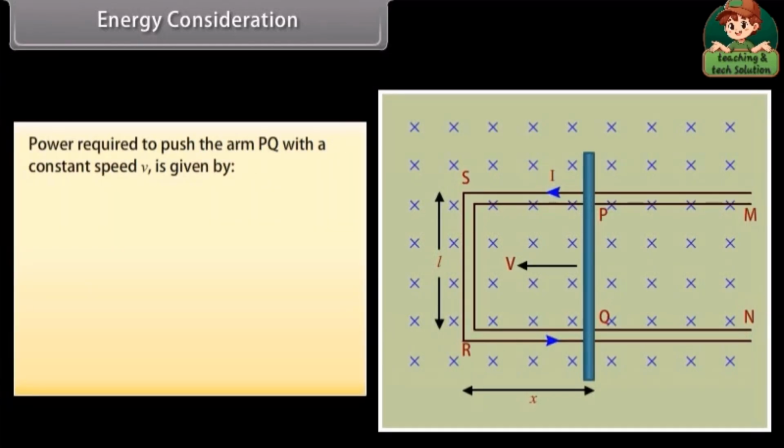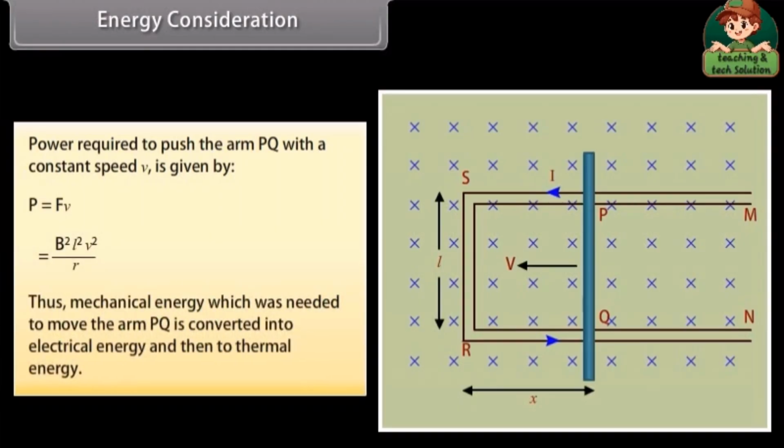Power required to push the arm PQ with a constant speed v is given by B square L square v square divided by R. Thus, mechanical energy which was needed to move the arm PQ is converted into electrical energy and then to thermal energy.